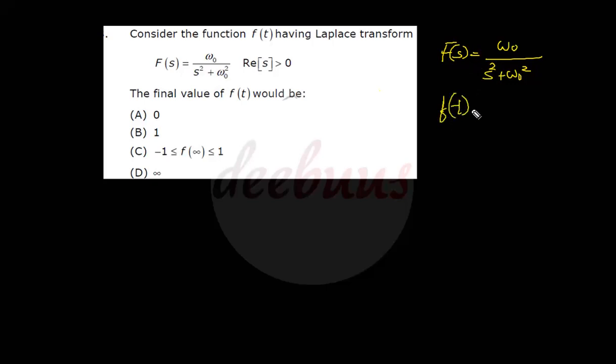Checking, f of t turns out to be sin omega naught t. We know sin omega naught t is an oscillating function, oscillating between minus 1 and plus 1. So at t tending to infinity, the value satisfies minus 1 less than or equal to f of infinity less than or equal to 1. So the answer turns out to be C, right?